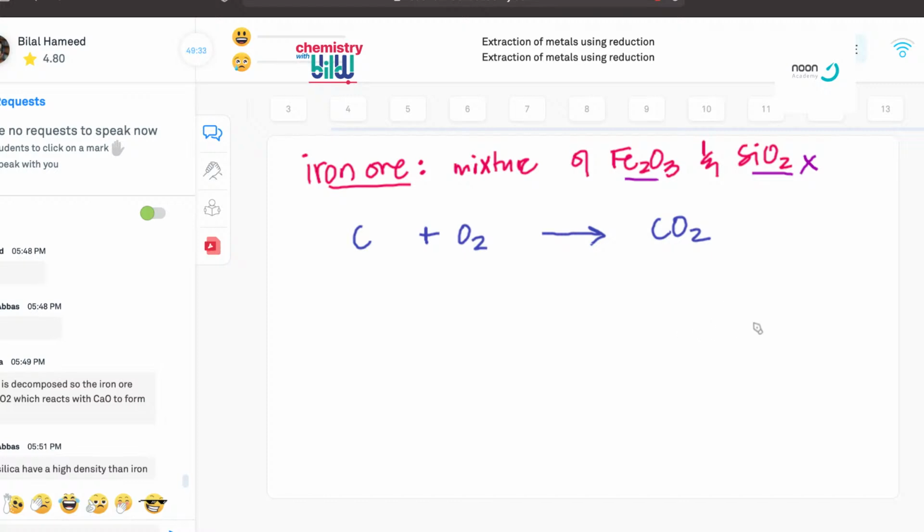So not silica. No, silica doesn't have a higher density than iron. Ali Abbas, no, it doesn't.